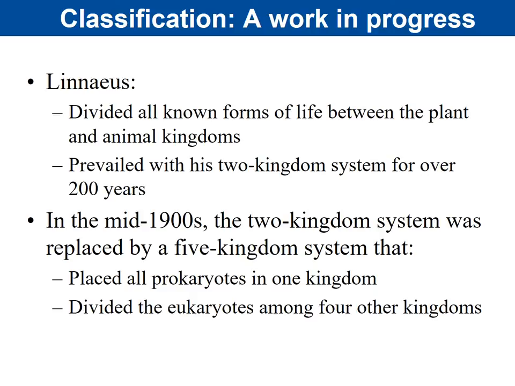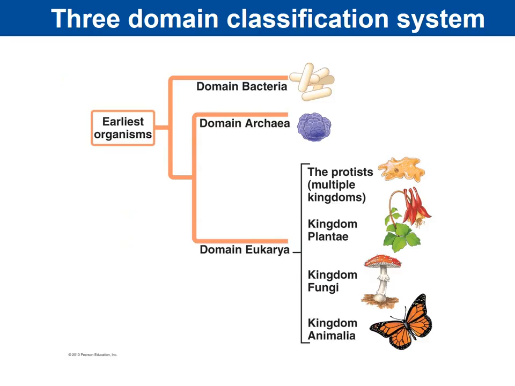So Linnaeus was a scientist who divided all known forms of life originally between the plant and animal kingdoms. And this prevailed with this two kingdom system for over 200 years. In the mid 1900s, that two kingdom system was replaced by a five kingdom system, one that put all the prokaryotes in one kingdom. They called it Monera, and it divided the eukaryotes among the four other kingdoms. And then they quickly realized that that form of classification wouldn't work as well, and that in fact we needed to have domains which were even more broad, and the prokaryotes were divided into two domains, and the eukaryotes were all put in its own domain.